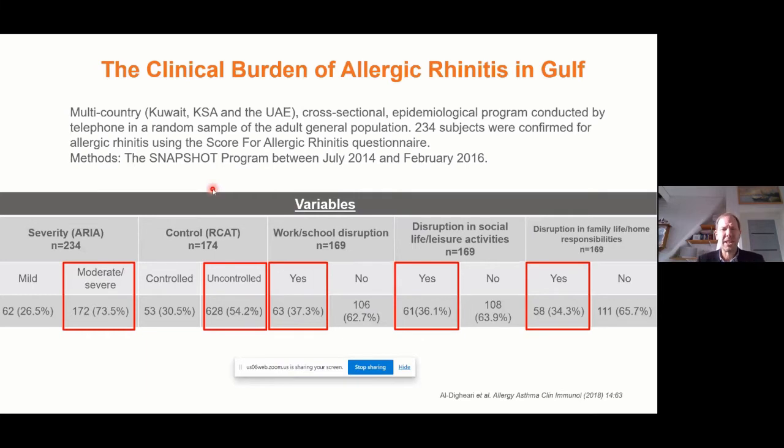And if we look at how impacted the patients are, again, some data from the Gulf region, where 234 patients were asked in a rhinitis questionnaire what symptoms they have and how severe these symptoms are. Approximately 3 out of 4 patients report that the symptoms are moderate to severe. Approximately half of the patients report that the symptoms are uncontrolled. 30 to 40% of the patients report they have problems at work or at school, or problems in life or leisure activities, or in the family's life or in the home responsibilities. So this is quite a severe impact of house dust mite allergy on the patients' lives.